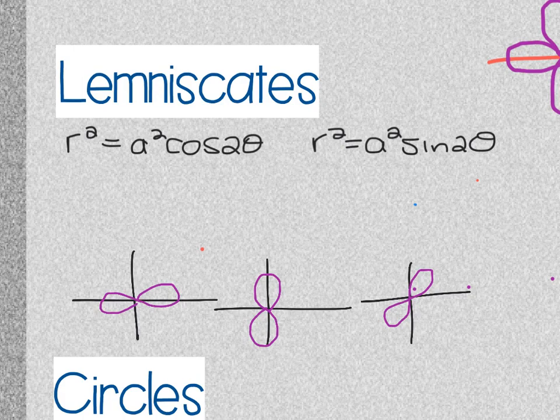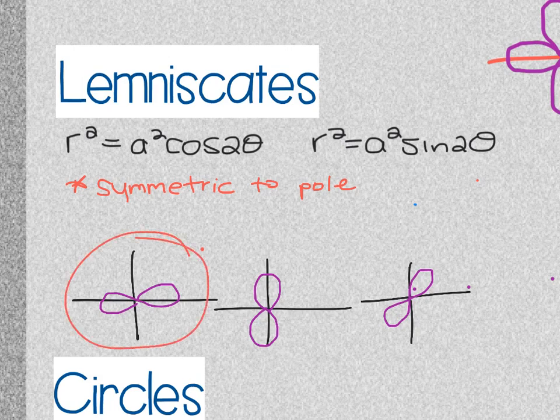Because r is squared, these are always symmetric to the pole. But that doesn't mean that's all they are symmetric to. They could be, like in this case, symmetric to the pole, to the polar axis, and to the pi over 2 line. So again, I'll go back to symmetry at the bottom, but just realize they can have more than one type of symmetry.